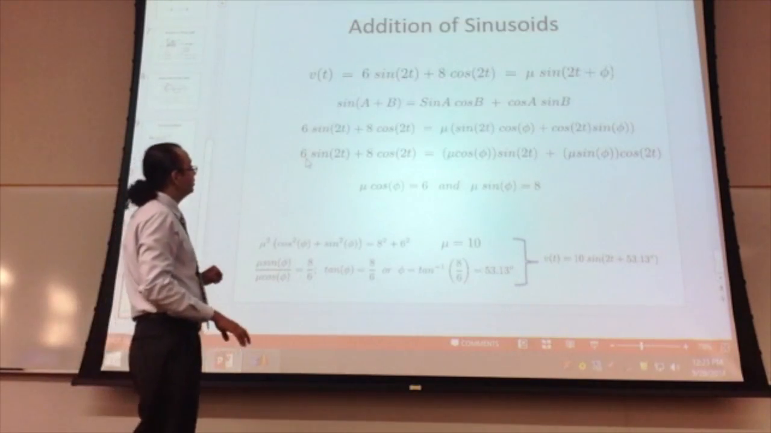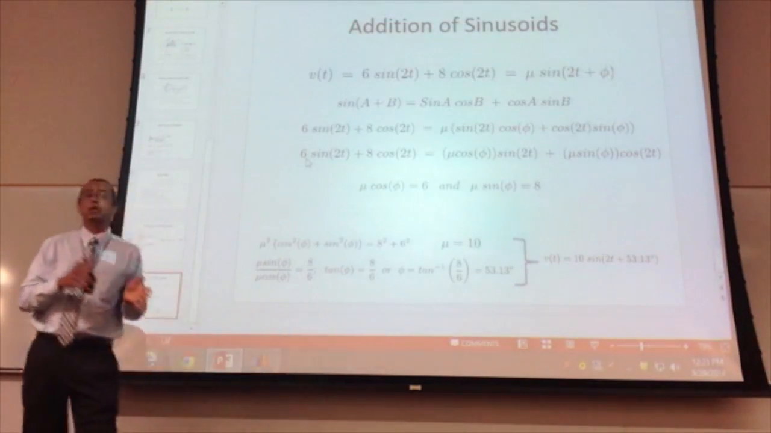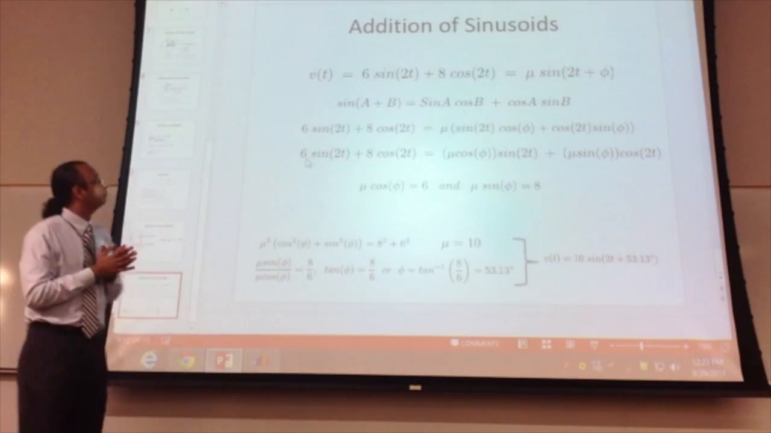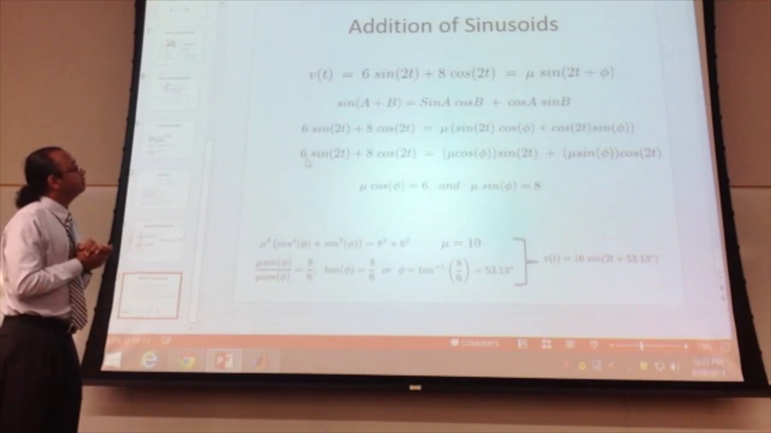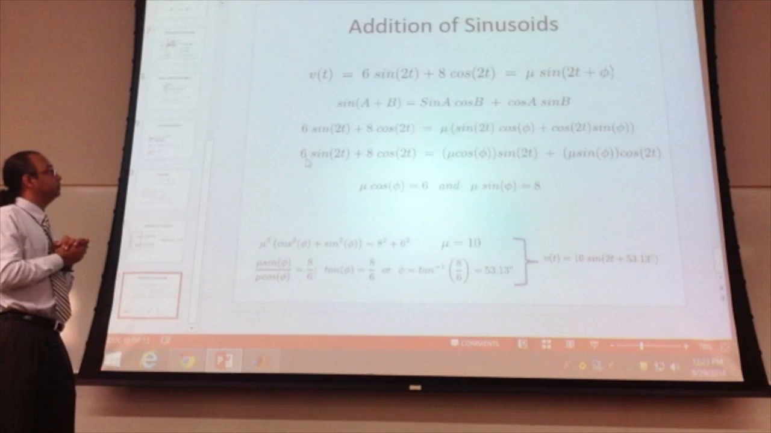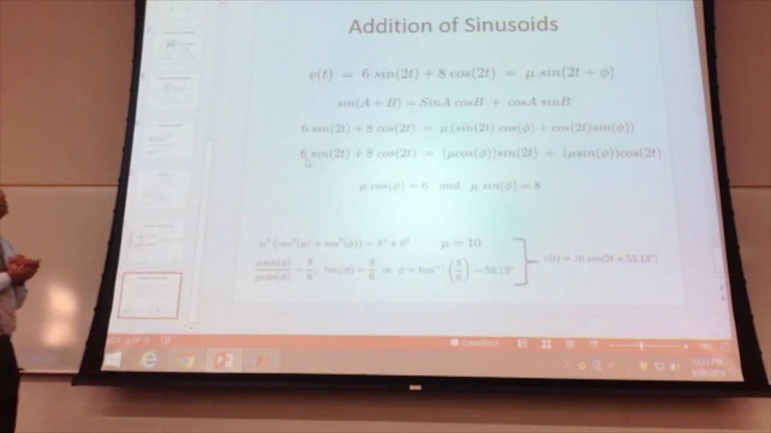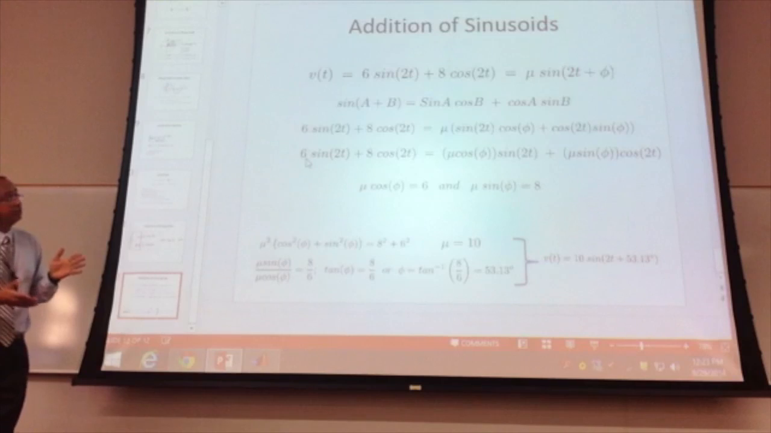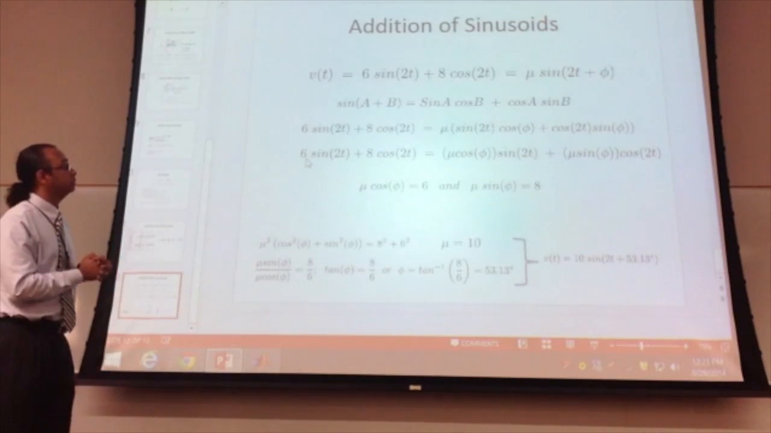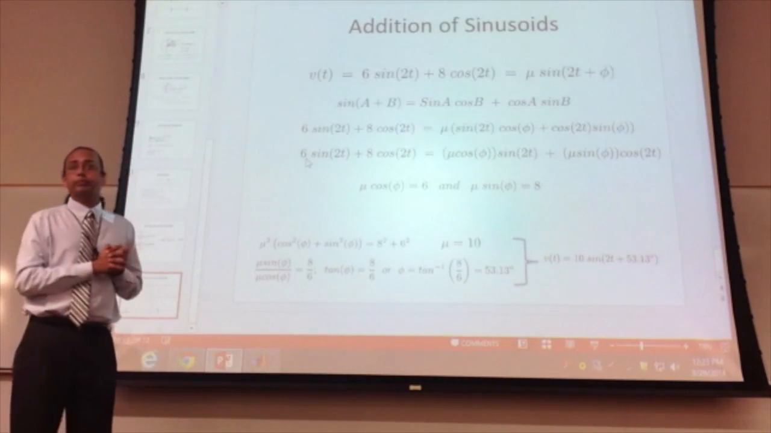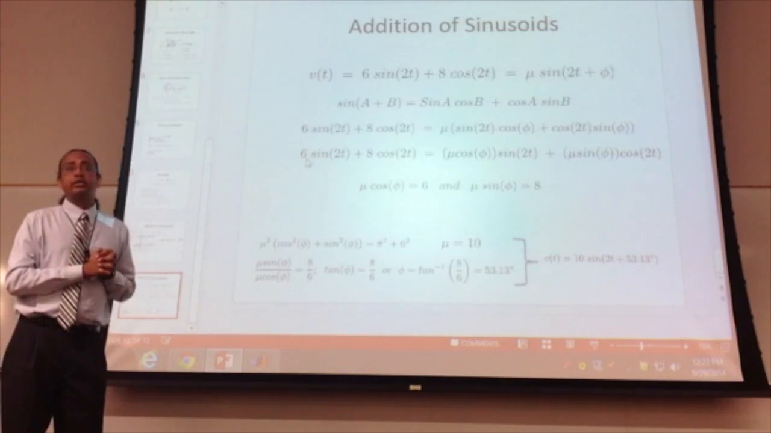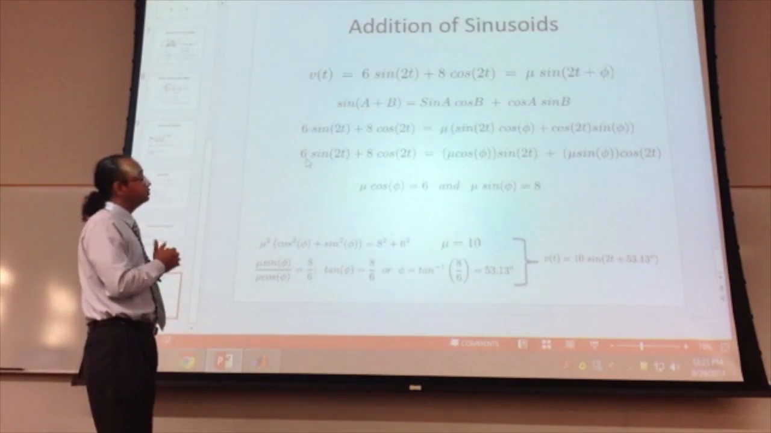Right, so I can write that as sine A cosine b plus cosine A sine b. Sine A is sine 2t, cosine b is cosine phi, and then vice versa, cosine 2t plus sine phi. Okay? And then I'll expand the parentheses.